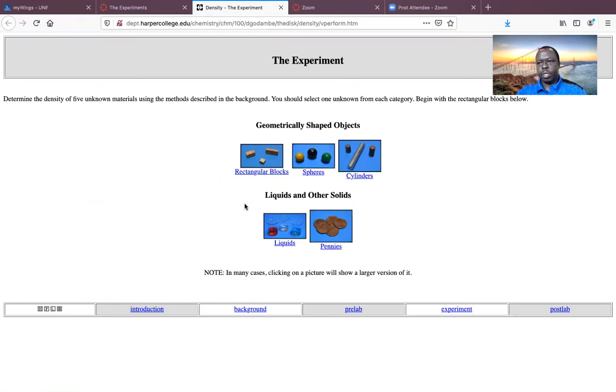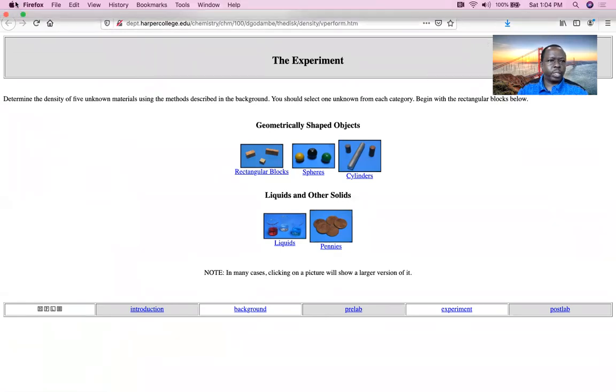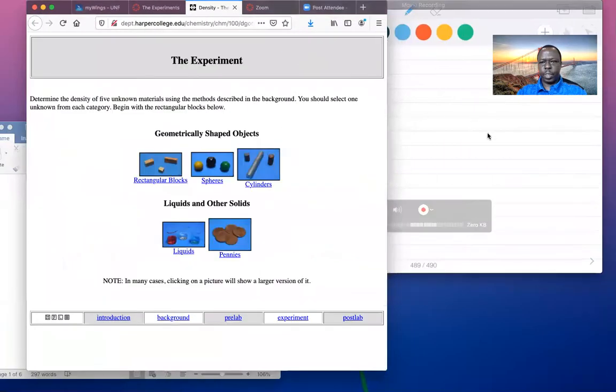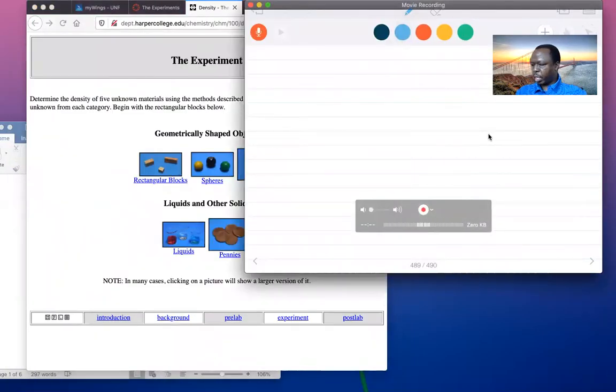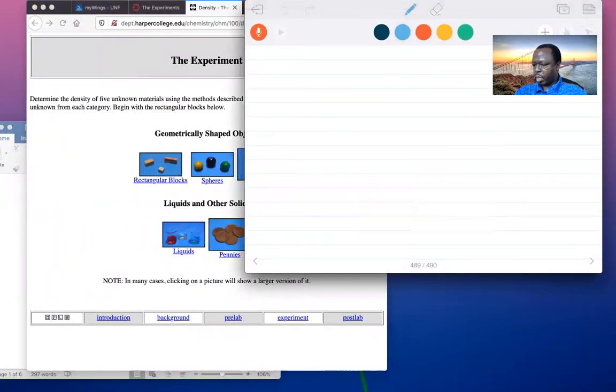Of course, you know from our lecture, from the theory, density is given by what? Density is given by mass over volume. And remember the units, grams per cubic centimeter, or sometimes this could be grams per ml, grams per ml.